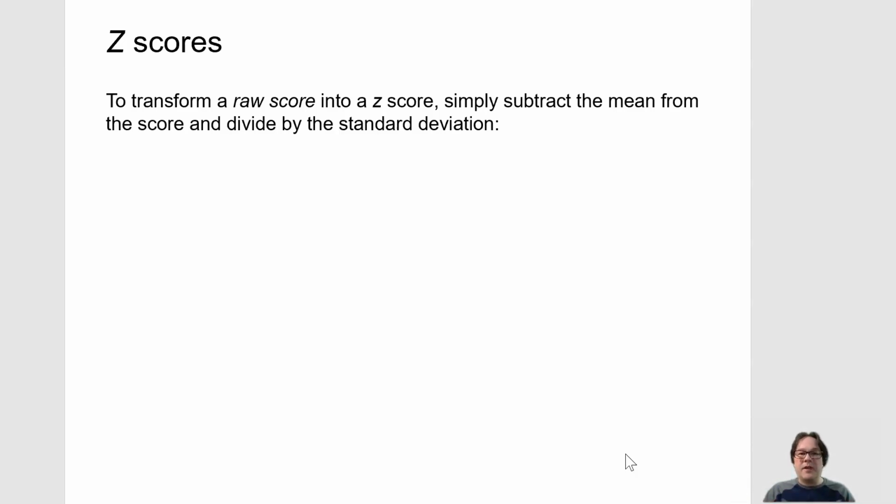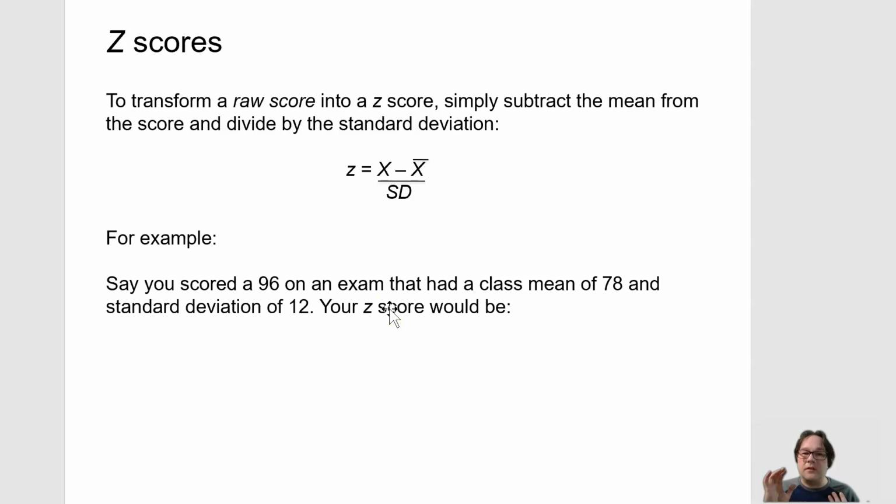So to transform a raw score, which is just your normal unstandardized value that exists in a distribution, you take that raw score, or that x score, and you subtract the mean from that score, and you divide by the standard deviation. So we have an x value, subtract out the mean, and divide by the standard deviation. So let's say you scored a 96 on the first exam.